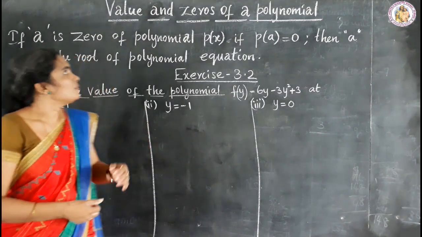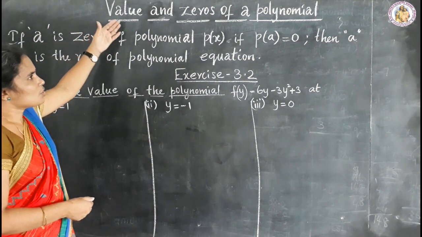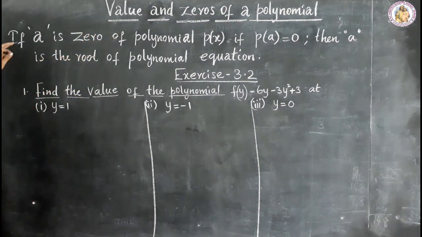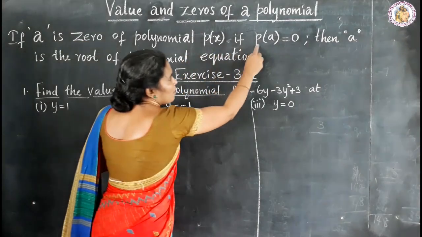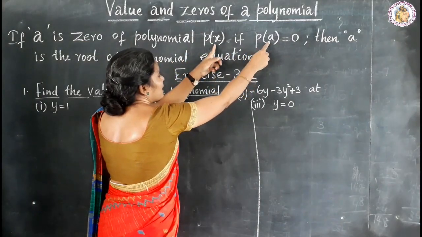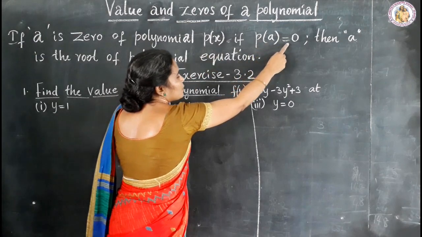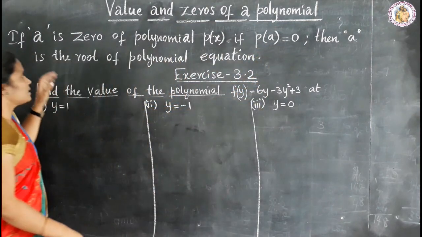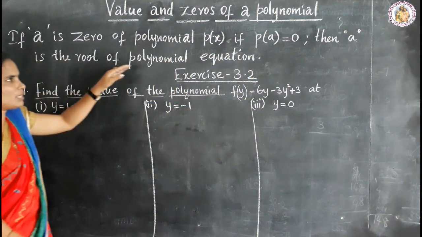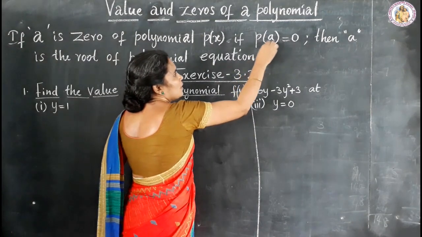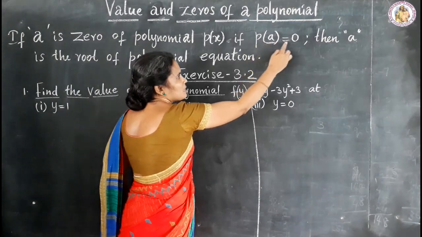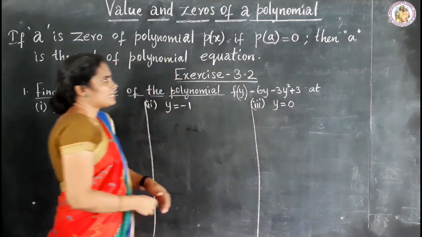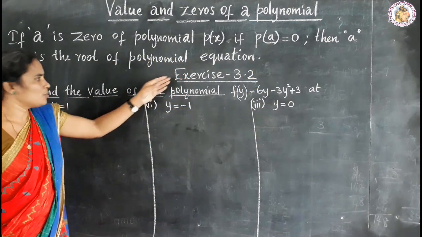Hi students, now we are going to learn value and zeros of a polynomial. If a is a zero of a polynomial p of x, if we apply a in the place of x and p of a is equal to 0, then a is the root of the polynomial equation. So that we take p of a is equal to 0. Now let us learn through exercise 3.2.